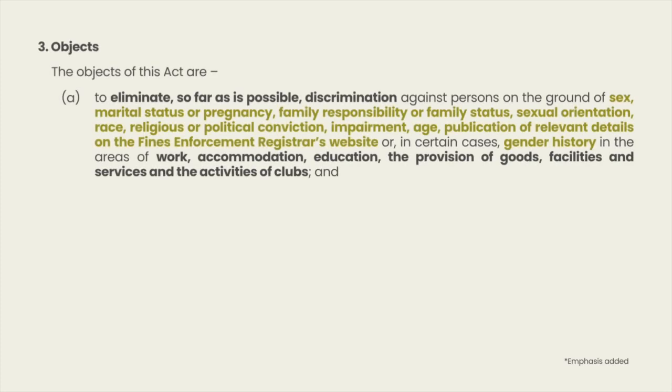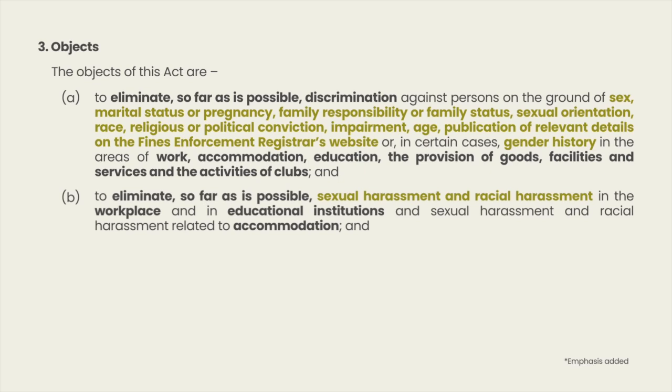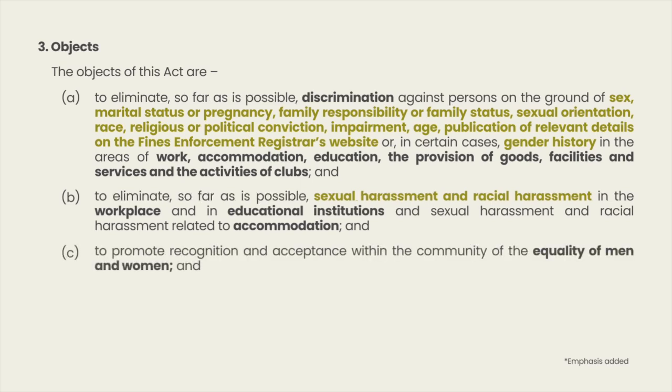Harassment can occur alongside and in conjunction with, connected to, unlawful discrimination, but it might not be based on discrimination. In WA, the objectives of the Equal Opportunity Act 1984 clearly state that the Act seeks to eliminate, so far as is possible, discrimination against persons on the grounds of sex, marital status, pregnancy, family responsibility or family status, sexual orientation, race, religious or political conviction, impairment, age, publication of relevant details on the Fines Enforcement Register, and in certain cases, gender history. The WA Act also seeks to eliminate sexual and racial harassment in the workplace, in education institutions, and related to accommodation. A further goal of the Act is to promote equality between men and women.